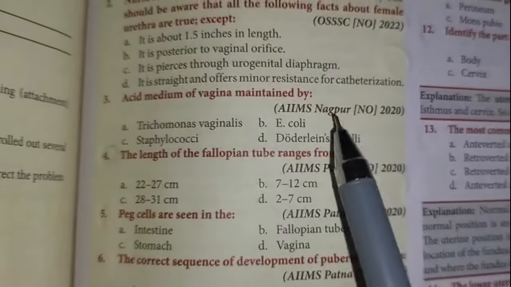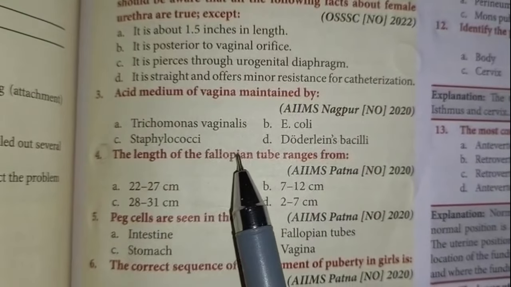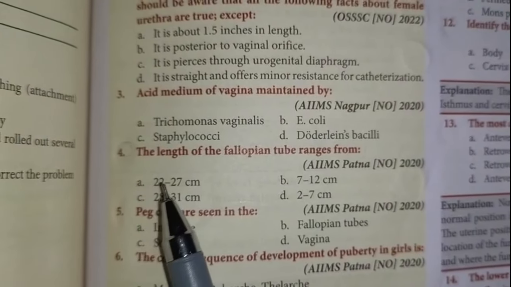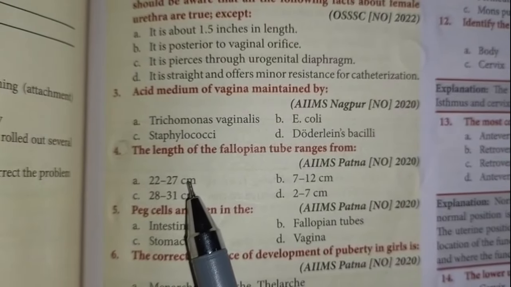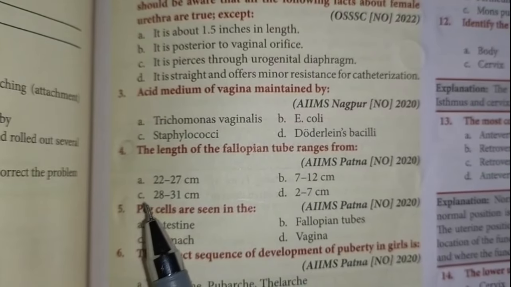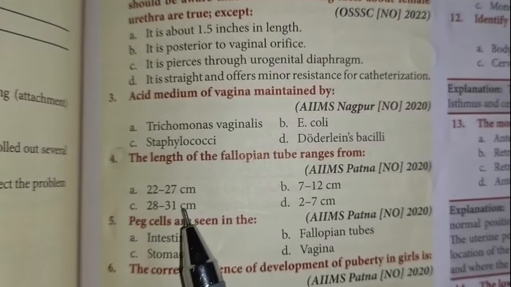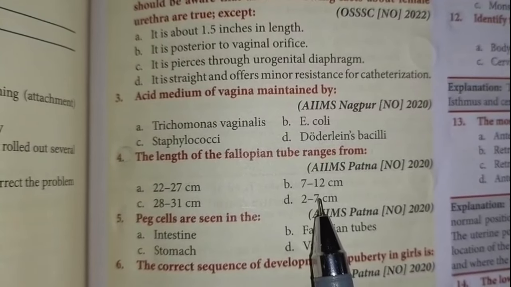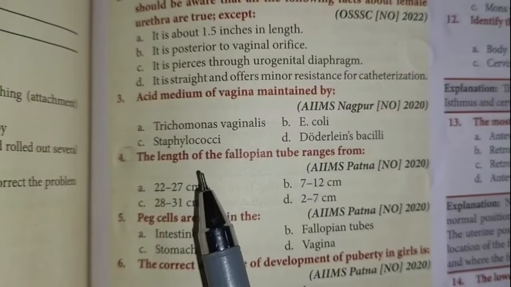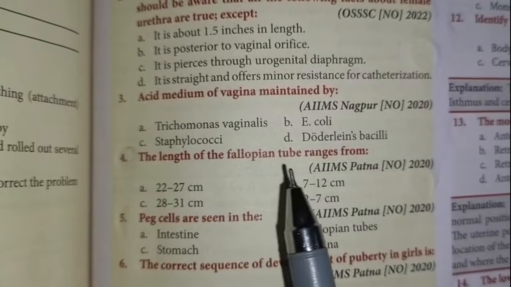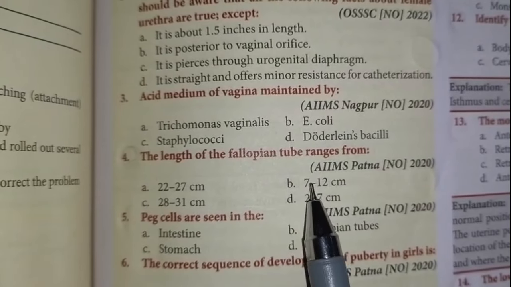So the first question is, the length of the fallopian tube ranges from option A 22 to 27 cm, option B 7 to 12 cm, option C 28 to 31 cm, and option D 2 to 7 cm. Length of the fallopian tube, and the correct answer is option B 7 to 12 cm.